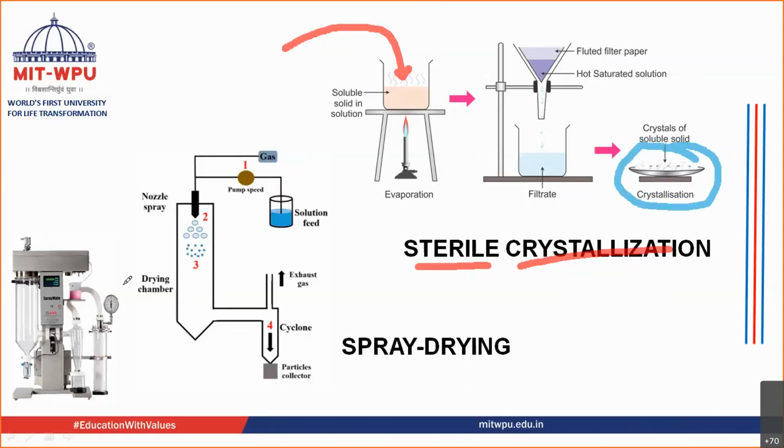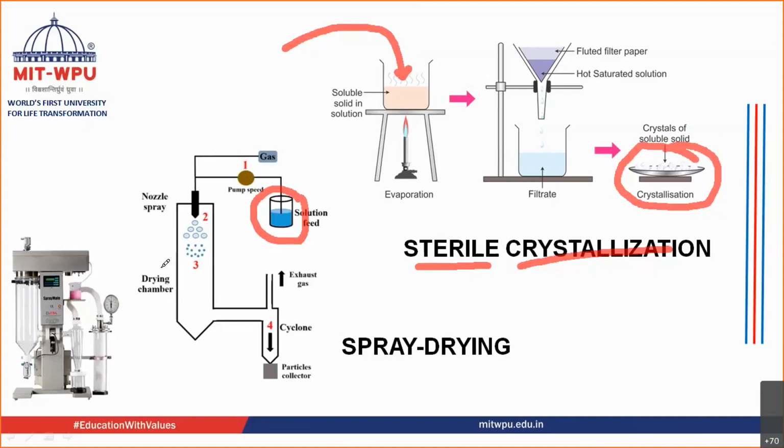In spray drying, you prepare a solution. This is the solution that has been prepared, which contains your active ingredient, and there might be excipients also present. Then this solution is sprayed with the help of the pump, and you have the gas.